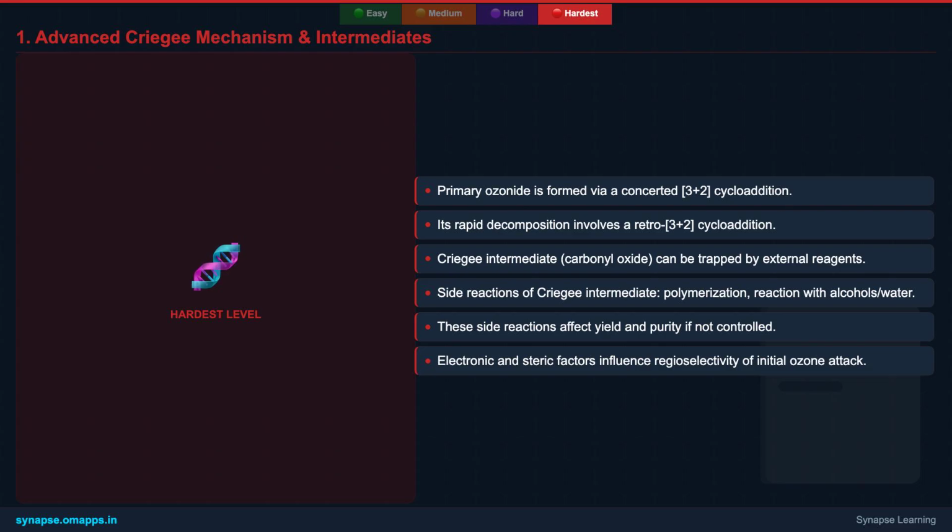However, in the absence of a suitable carbonyl partner, or under specific conditions, the Criegee intermediate can undergo alternative reactions, such as polymerization, reaction with alcohols or water to form hydroperoxides, or even intramolecular reactions if the structure permits. Understanding these potential side reactions is vital for optimizing reaction conditions and maximizing the yield of desired products, especially in industrial applications where efficiency is paramount.